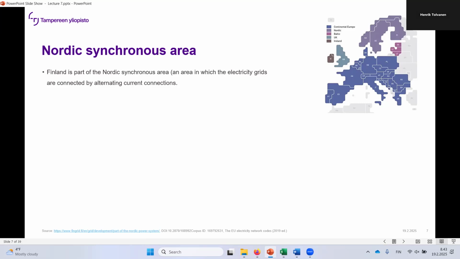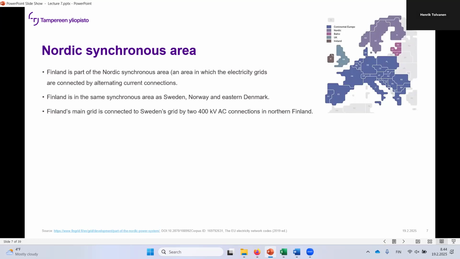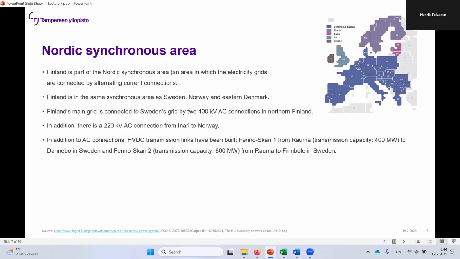Finland is part of the Nordic synchronous area, and as you can see, there are other synchronous areas in Europe as well. For example, Ireland is its own island, and all of Central Europe is one area, and then there's the Baltic area in between. Sweden, Norway, and Eastern Denmark are in the same area. We are connected to Sweden with an AC connection, and also a smaller connection to Norway.